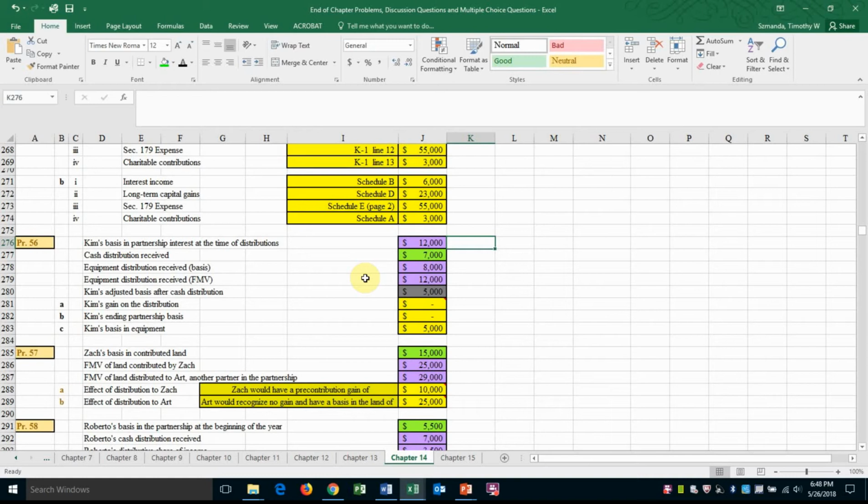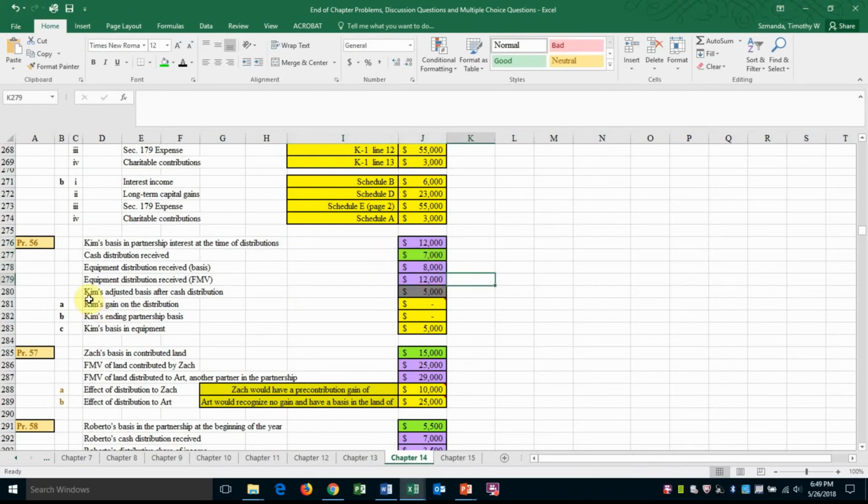Kim has a basis interest of $12,000 when she receives a distribution from the partnership of $6,000 cash, which I changed to $7,000 cash on my data. Also, equipment with a basis of $8,000, $12,000 fair market value. So I just entered the data given with one alteration.